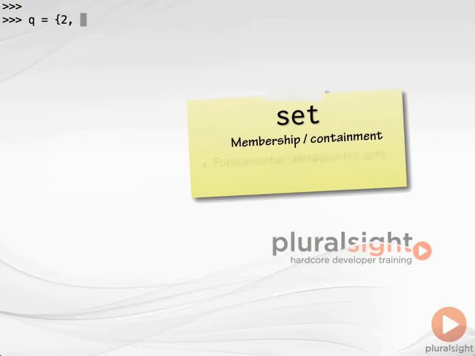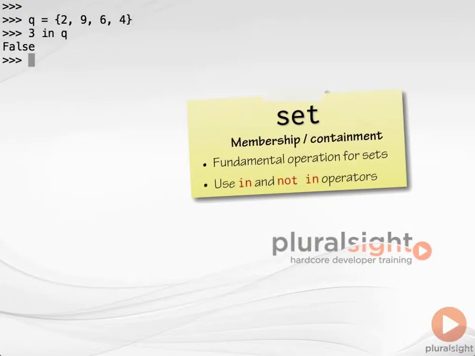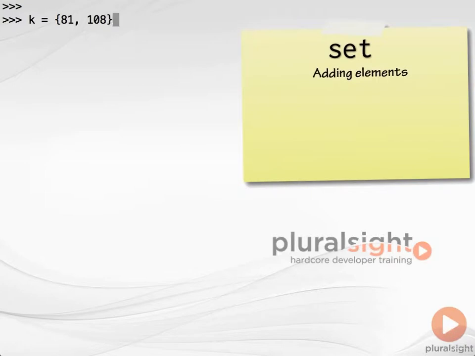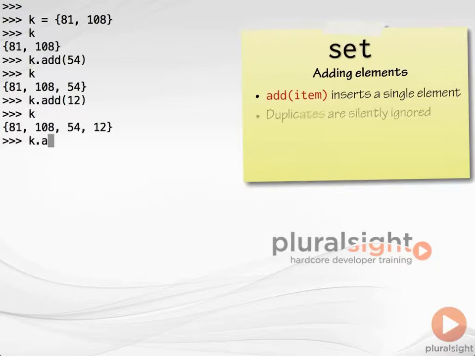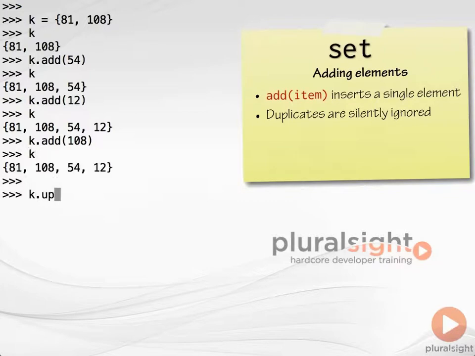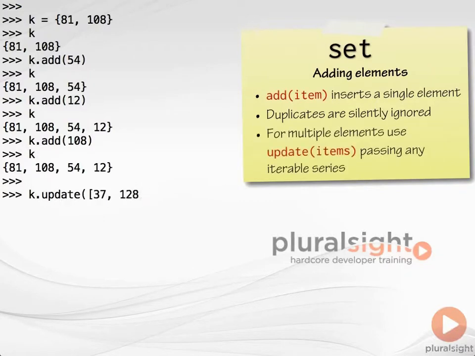Membership is a fundamental operation for sets, and as with the other collection types, is performed using the in and not in operators. To add a single element to the set, simply use the add method. Adding an element that already exists has no effect, and neither does it produce an error. Multiple elements can be added in one go from any iterable series, including another set, using the update method.